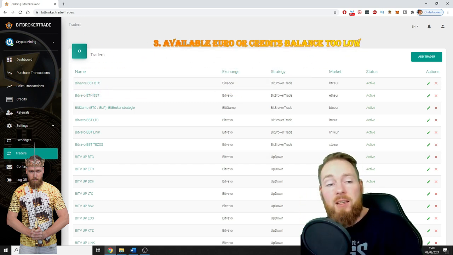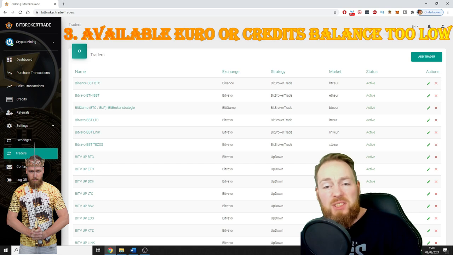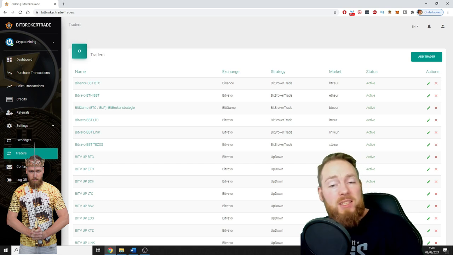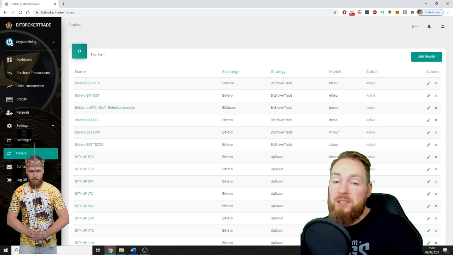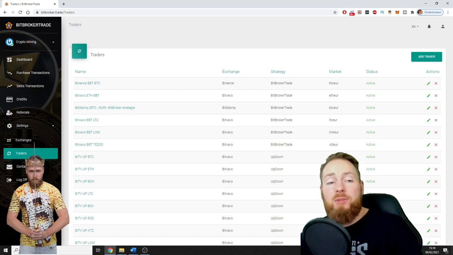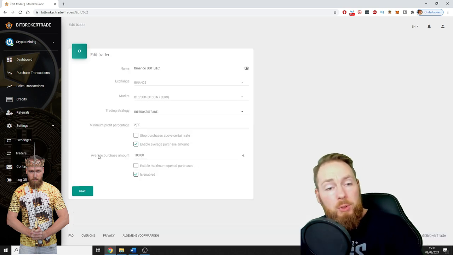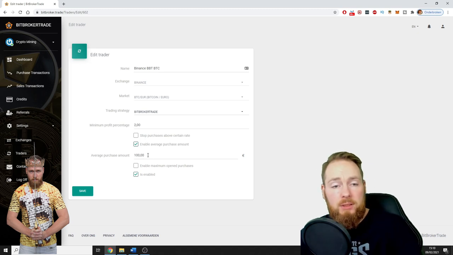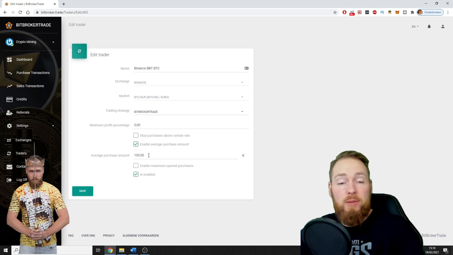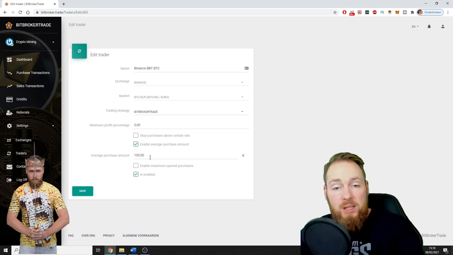The third reason is that you don't have enough money for the trader to buy pockets. The pocket size depends on the Bitcoin price, but it is always 0.001 Bitcoin. Today, Bitcoin price is at 37,000 euros. This means that the minimal pocket, the minimal purchase, is 37 euros. So possibly you input an average purchase amount of 100 euros. But with some people, for example, it's 25 euros or 30 euros. If the Bitcoin price is 37,000 or 40,000, then 20, 30 euros is not enough. If the Bitcoin price is 50,000, he will buy pockets of 50 euros. He will buy cryptos for 50 euros.